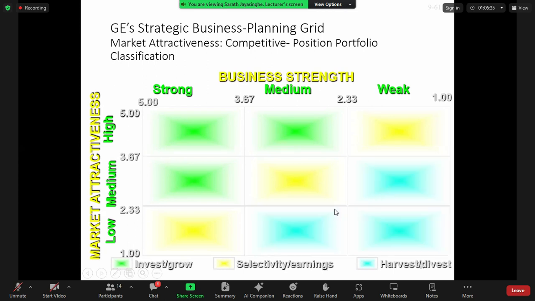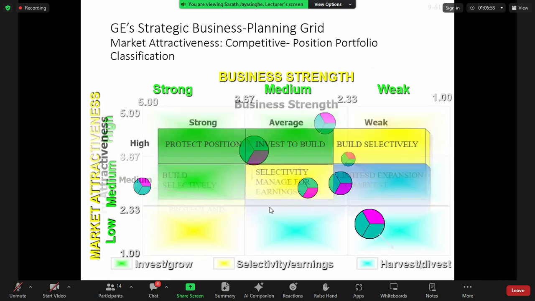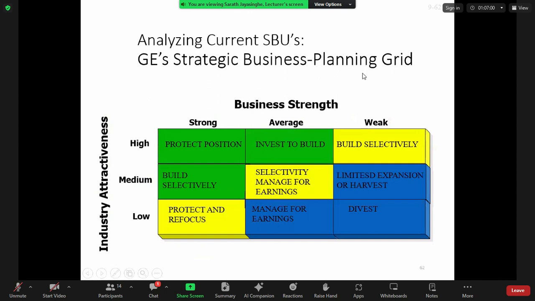These slides are too much, so the PowerPoint is not responding. The product circles represent the size of the relevant market, and the shaded part is our share. The whole is the market, and this is our share. There are different sizes. Like this, we can understand our company and our products, and then think about business change and the different strategies. Protect position, invest to build, selectively. That is the green part, the yellow part, and the blue part.